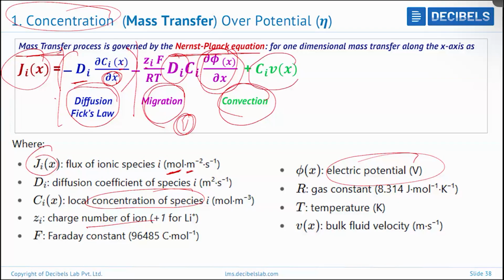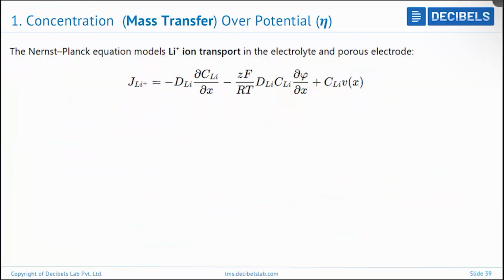In a battery, it is related to the bulk fluid velocity. Since our battery liquid is not a moving liquid, except in the redox flow battery, in most batteries this is neglected. So this is taken as zero. So the main contributing factors are migration and diffusion. That depends on the voltage difference that arises, and also the concentration difference in the electrolyte.